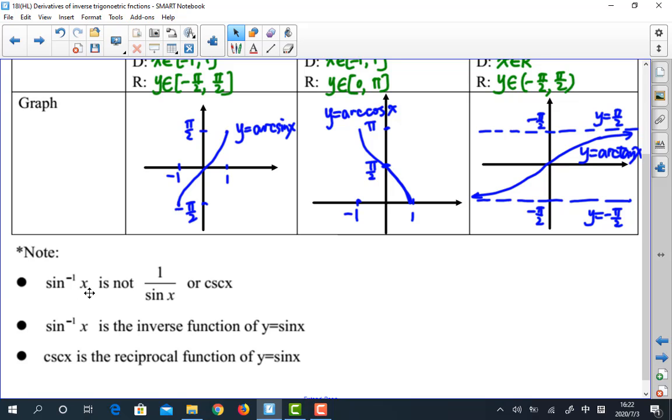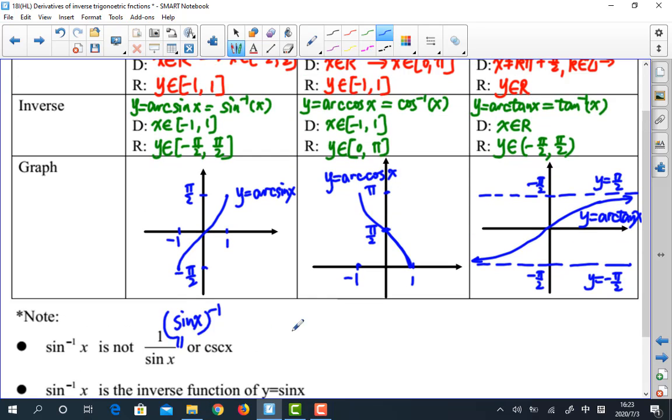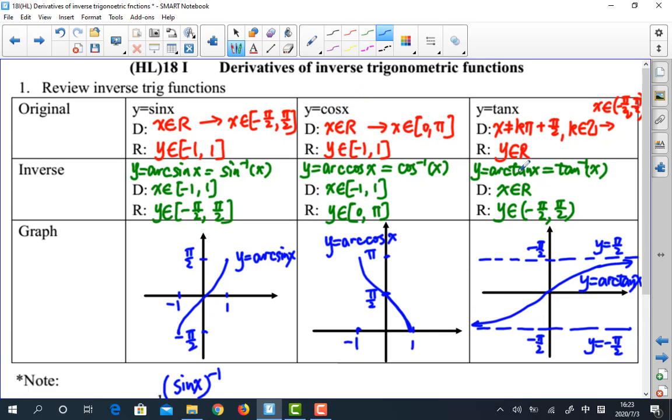So sine inverse x is not 1 over sine x or cosecant x. Sine inverse is just inverse. We also introduced when you can change the negative exponent to 1 over sine. So this one should be sine x to the power of -1. You put a -1 outside sine x entirely. This is 1 over sine x. If we put a -1 between sine and x, this one means inverse. So sine inverse x is the inverse function of y equals sine x. Cosecant is the reciprocal function of sine x. Okay, the same principle can be applied to arccosine and arctangent x.